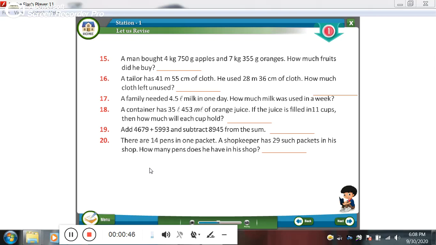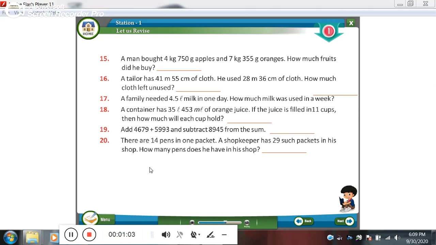A container has 35 liter, 453 milliliter of orange juice. If the juice is filled in 11 cups, then how much will each cup hold?